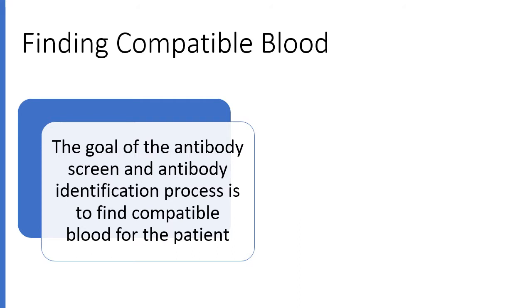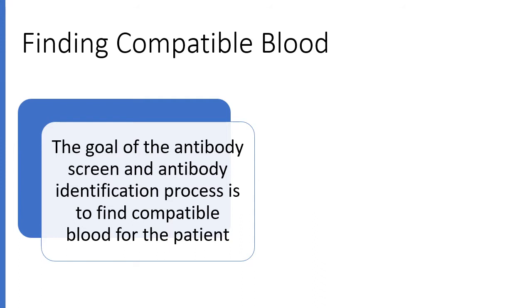All right, so we've been through the process thus far of doing the ABO-RH, so we're going to find out the patient's blood type. We've done the antibody screen. If the antibody screen is negative, we're going to go into finding compatible blood. If the antibody screen is positive, we're going to perform an antibody identification. And once we identify the antibody, then we're going to find compatible blood.